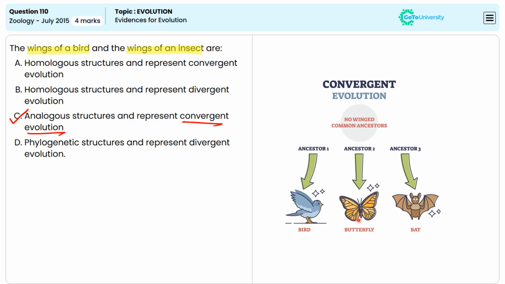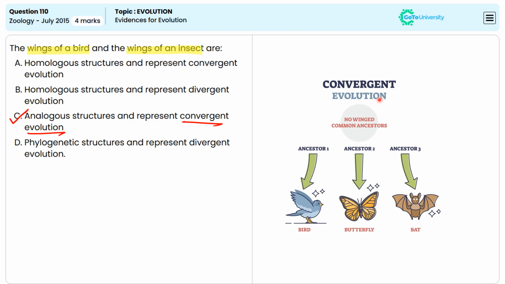And these structures perform similar function, but they have different evolutionary origin. So the wings of birds and insects are both used for flight, but they evolved independently from different ancestral structures. So they are the examples of analogous structures and they represent a convergent evolution.